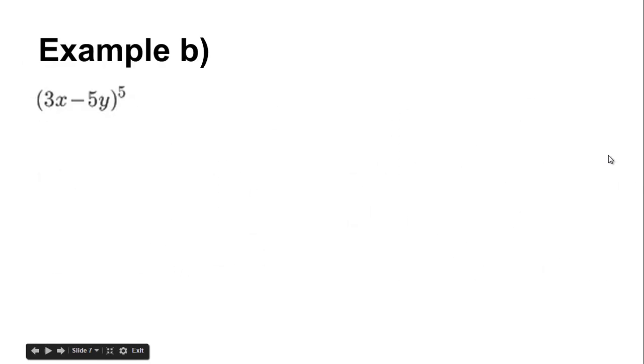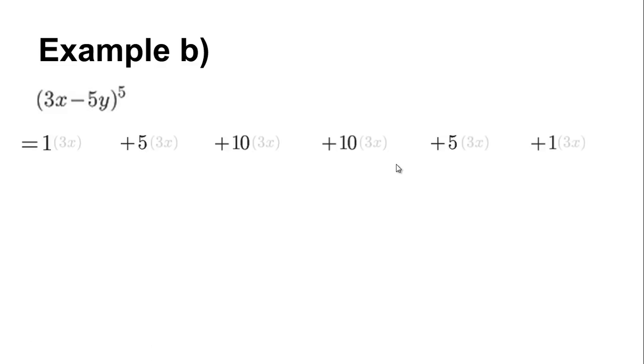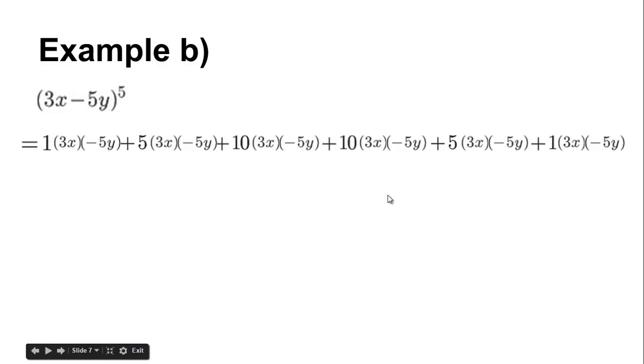The second example kind of has everything in it that you would need to do, so it's a really good all-inclusive example. We still set up the same pattern. We use the fifth row of Pascal's triangle and leave gaps. We put 3x in every term and negative 5y in every term. We count down from 5 for the 3x, and we count down from 5 the other way for the 5y, so that every one of them has 5 variable parts. Okay?